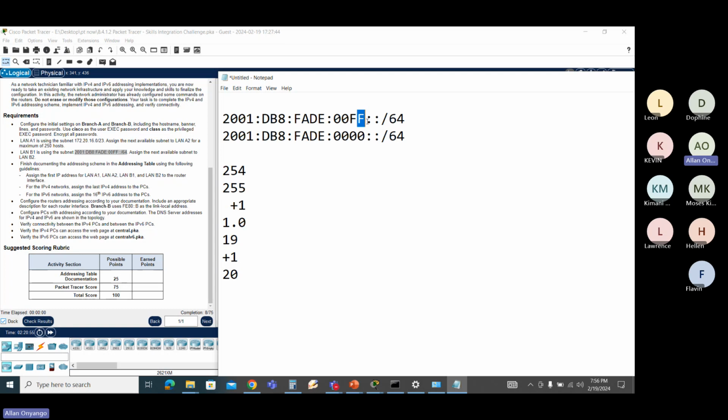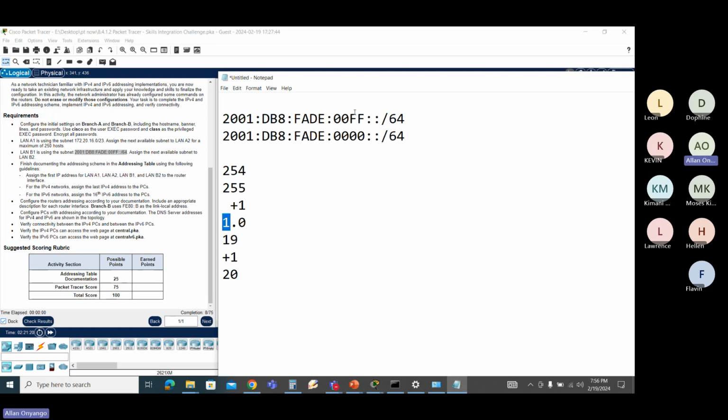Which number comes after nine? Zero. If you add one plus nine, what did you get here? You got a zero, isn't it? And you carried one to the next octet, because the next number after nine is zero. We added 255 plus one, we could not write 256. So we write zero here, we carry one here, isn't it?